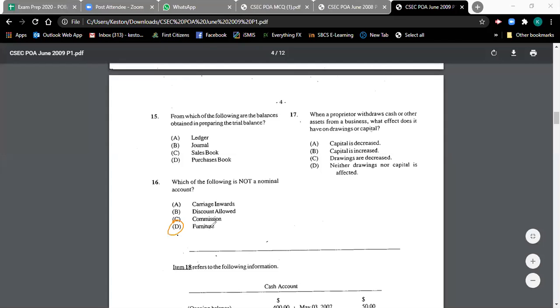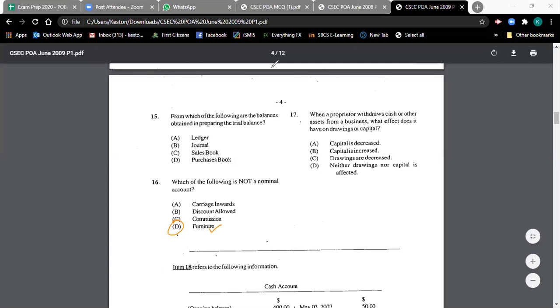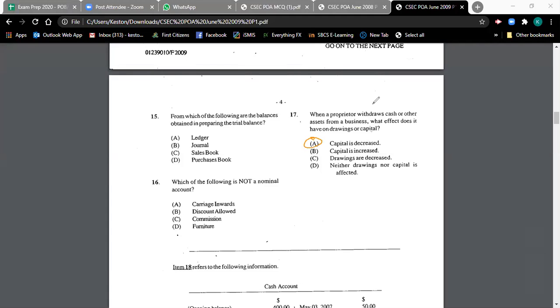D. Furniture. Good. 17. When a proprietor withdraws cash or other assets from the business, what effect does it have on drawings or capital? Yep, capital is decreased. Very good.